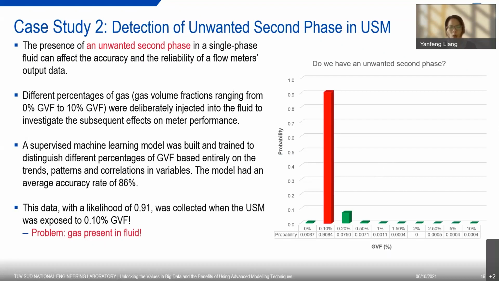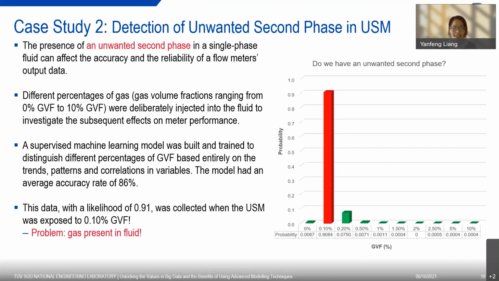Not only do we have this piece of information, the model is also capable of producing probability for the other operating conditions. For example, we can look at, well, what is the likelihood of this data being collected when the meter just has single phase flow, in other words, 0% GVF? Well, the likelihood of this is only 0.0067. So the chances are quite slim. And similarly, if we say, maybe we don't have 0.10%, maybe we have 0.20%, the probability of that happening is only 0.075. So as you can see, the most probable cause for the drift seen is due to having 0.10% GVF in your system.